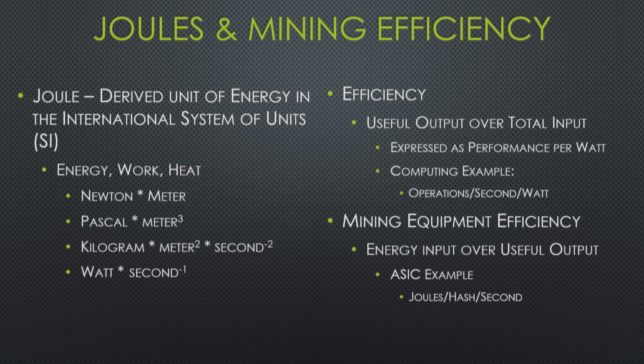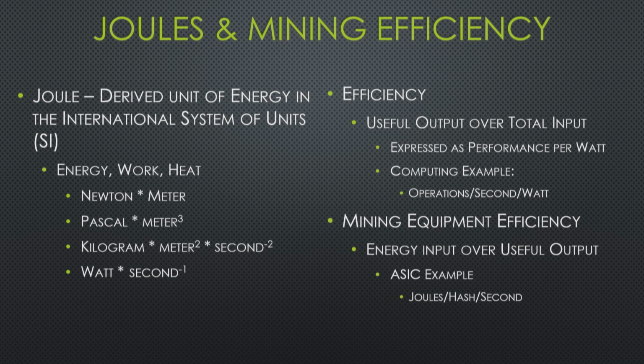You can convert directly from joules, a unit of energy, to a unit of power, the watt, by dividing by time. And so typically in energy consumption realms, efficiency is described as useful output divided by total energy input. In the computational realm, it would be described as performance per watt. So sometimes you'll see FLOPS per watt or operations per second per watt.